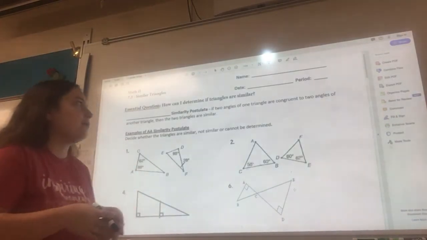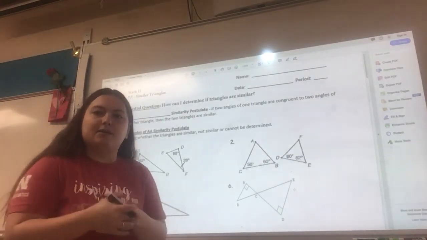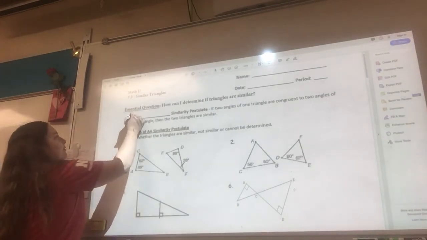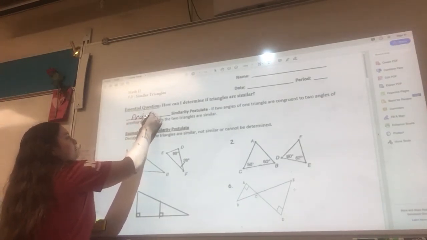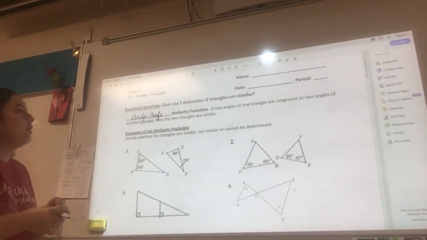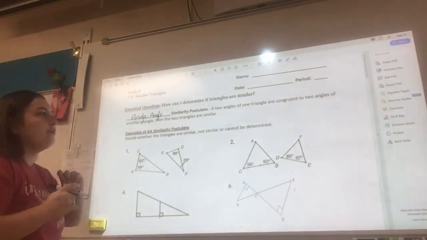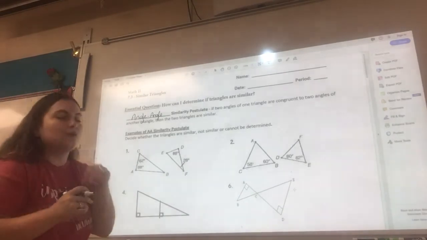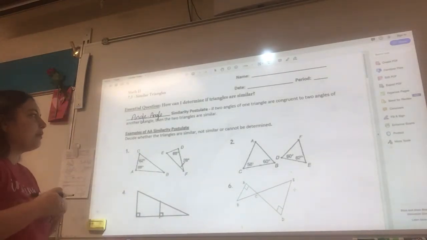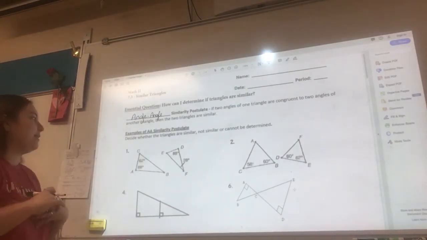We're going to talk about a couple postulates and determine if we can say that one triangle is similar to another. Our first similarity postulate is the angle-angle. We're looking at two angles to determine if one triangle is similar to another. The postulate states: if two angles of one triangle are congruent to two angles of another, then the two triangles are similar. Based off of that, we're going to look at these four problems and see if they're similar, not similar, or cannot be determined.